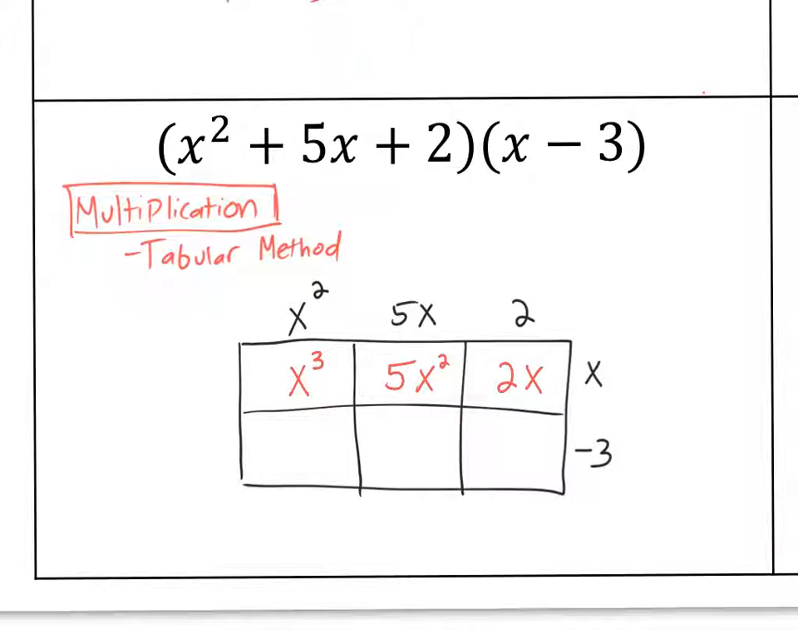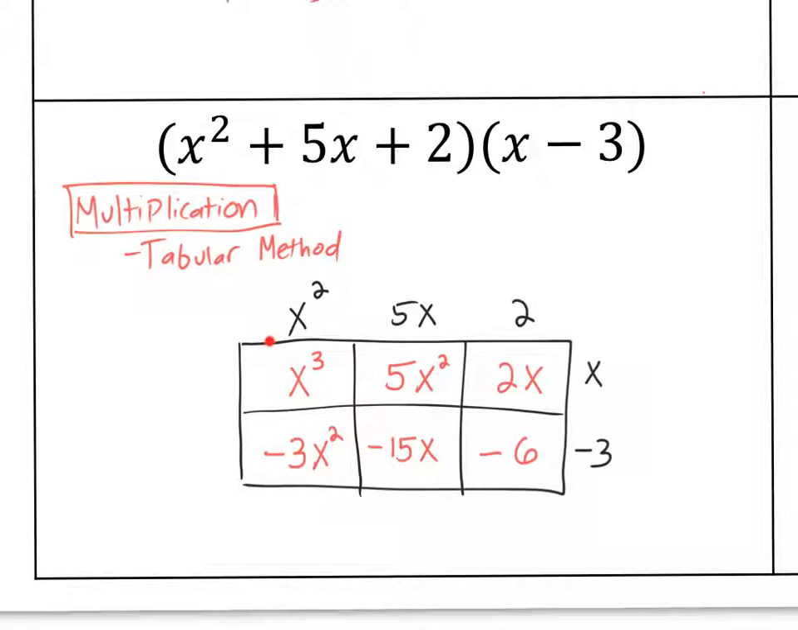Now to the next row. x squared times negative 3, negative 3x squared. 5x times negative 3, well, negative 3 times 5 is negative 15, and then x. And 2 times negative 3 is negative 6. Remember, we're multiplying.